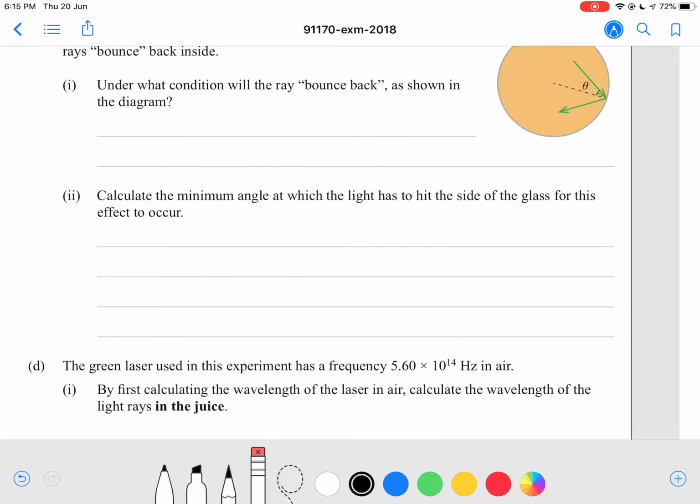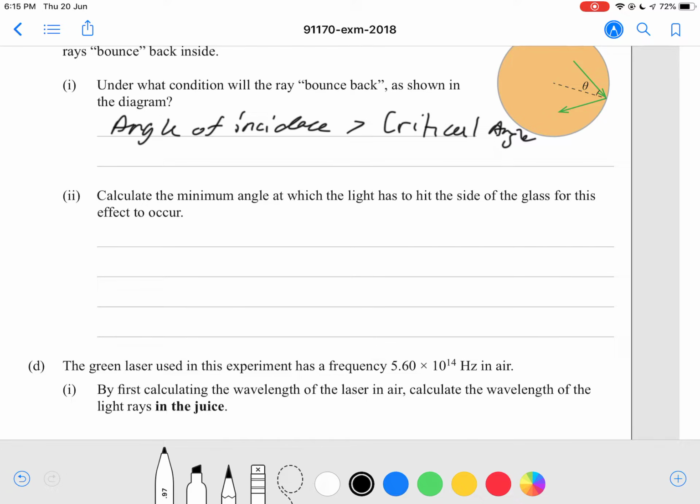So under what condition? Our angle of incidence is greater than the critical angle, and we're moving from a more dense medium to a less dense medium. Getting the correct statement here will get you an achieved grade.